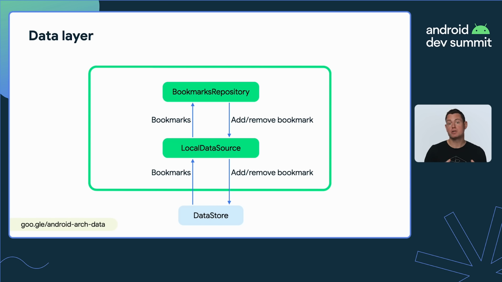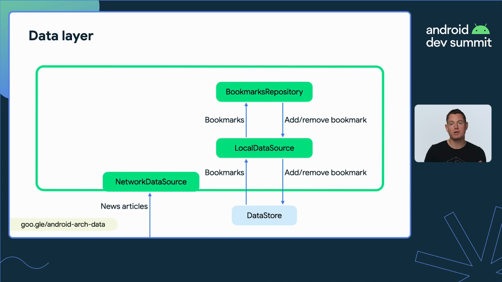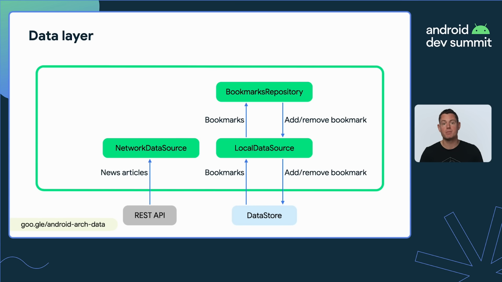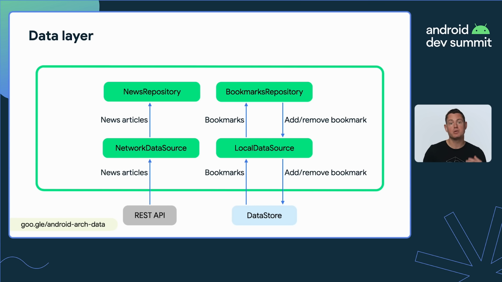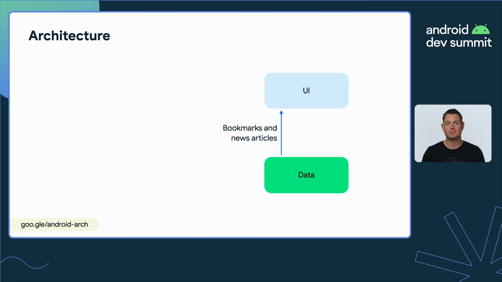We also need some news articles to display, and obtaining these can be implemented in much the same way. The only difference being that the data comes from the network rather than being stored locally. We can add a network data source to pull news articles from a REST API, and a news repository to expose those news articles to the UI layer. It's good practice to have a repository for each type of data in your app. So that's our data layer sorted.